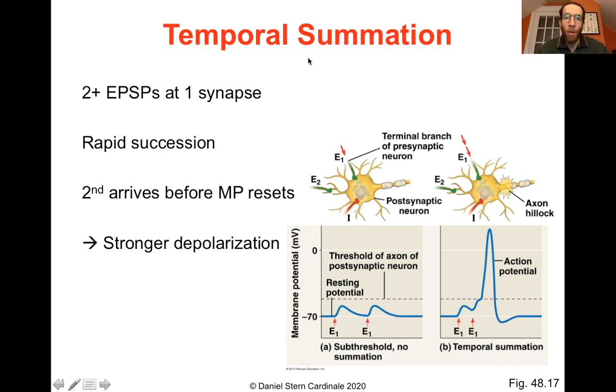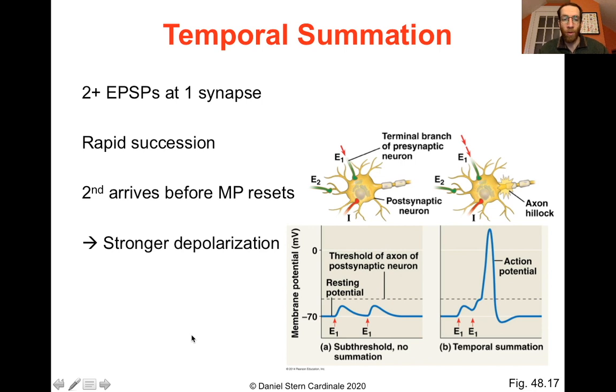But in temporal summation, the second signal arrives before the first signal dissipates. So we have a depolarization, it starts to reset, we have a subsequent depolarization, and those two signals stacked together are stronger than either of them are alone. This leads to that postsynaptic membrane hitting the threshold potential, and we trigger an action potential in that postsynaptic cell.